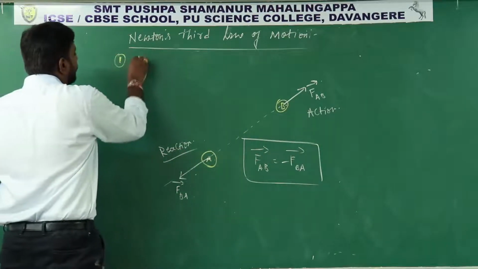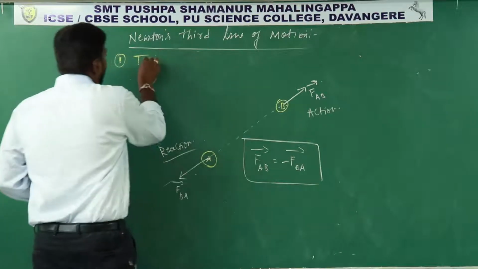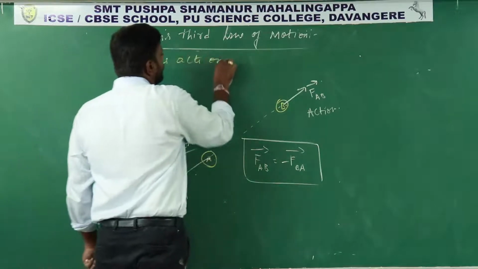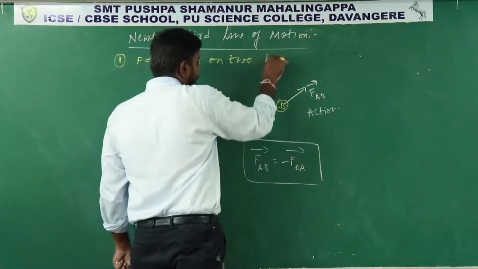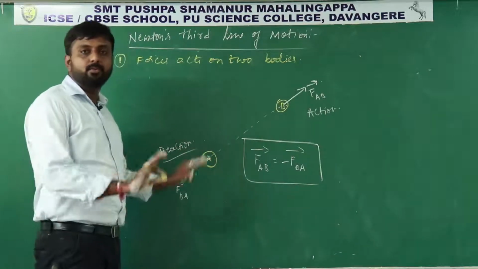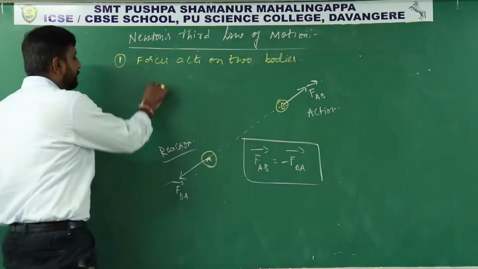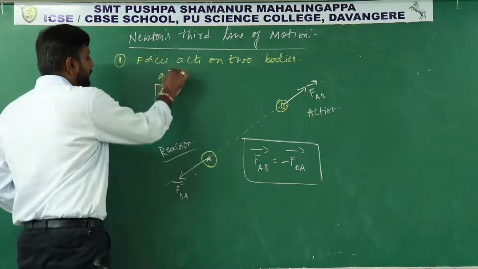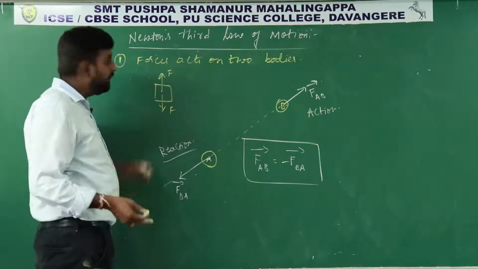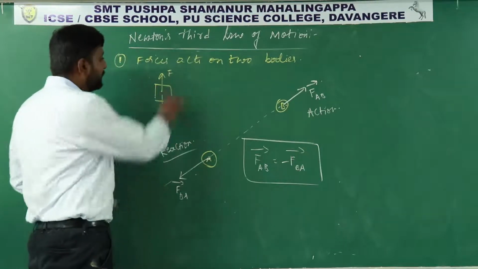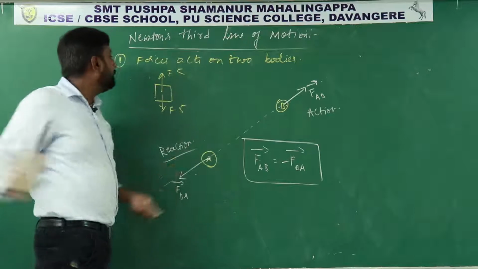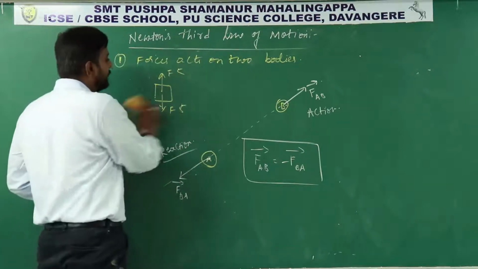Always the forces act on two different bodies. Hence these forces do not get cancelled. If two forces act on the same single body, equal in magnitude, say 5 Newton and 5 Newton, and acting in opposite directions, then they will get cancelled. This will not produce any acceleration in the body.